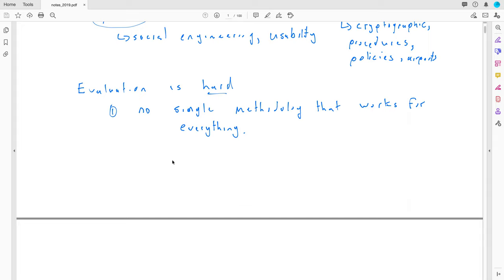The first thing is that evaluation itself is hard, because there's not a single methodology that's going to work for all of these things. If your boss at your new job comes to you and says, we have this procedure for how employees can enter the building, and we want to make sure there aren't loopholes in that procedure, you can't do pen testing to do that. Actually, pen testing is almost close enough, it's kind of the same methodology, but you can't do cryptographic attacks. You're not going to do a crypto proof that these procedures are done correctly.